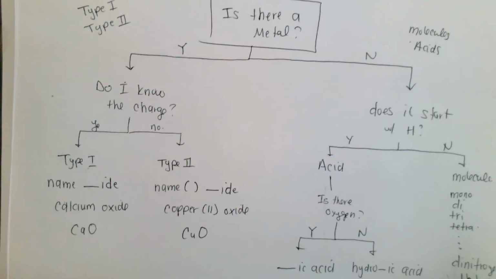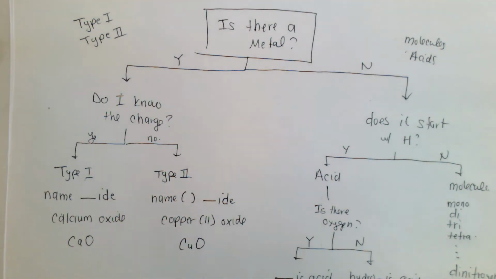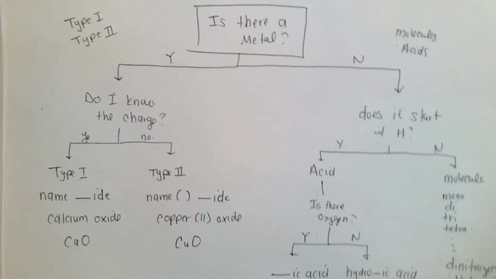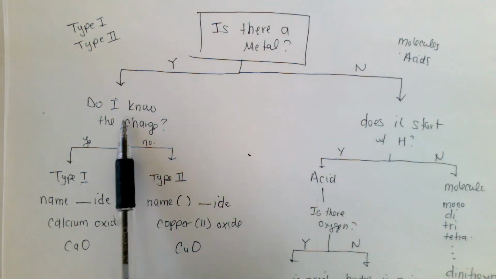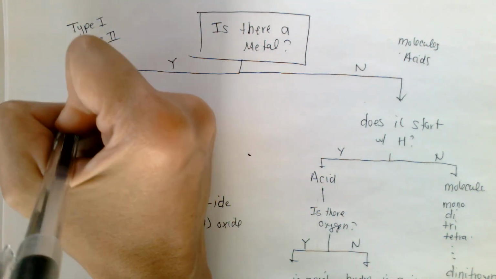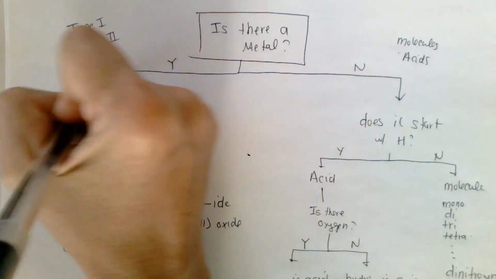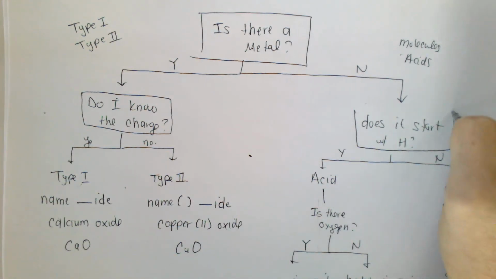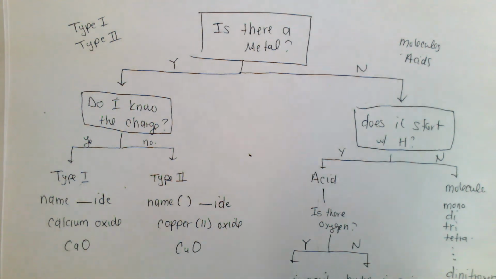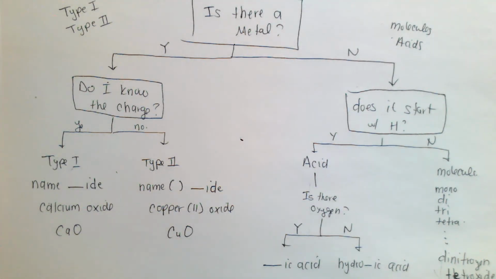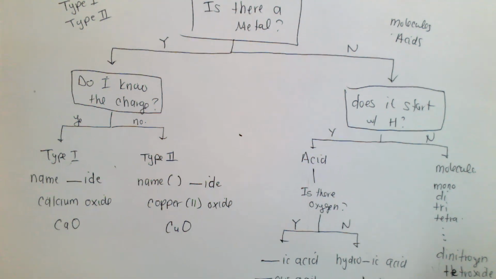So here's pretty much the whole entire naming in a flowchart. And there's probably one in your book as well. But think about doing this on a test: you need to be able to pretty quickly take something they've given you, either the name or a formula, and figure out what type of rules you're going to need to use to either name it or come up with the formula.